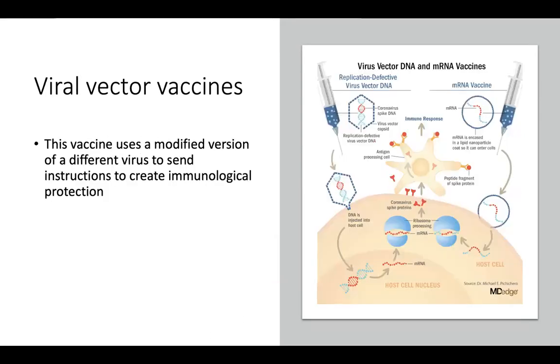The next set of vaccines are the viral vector vaccines, and these vaccines use a modified version of a different virus to send instructions to create immunological protection.